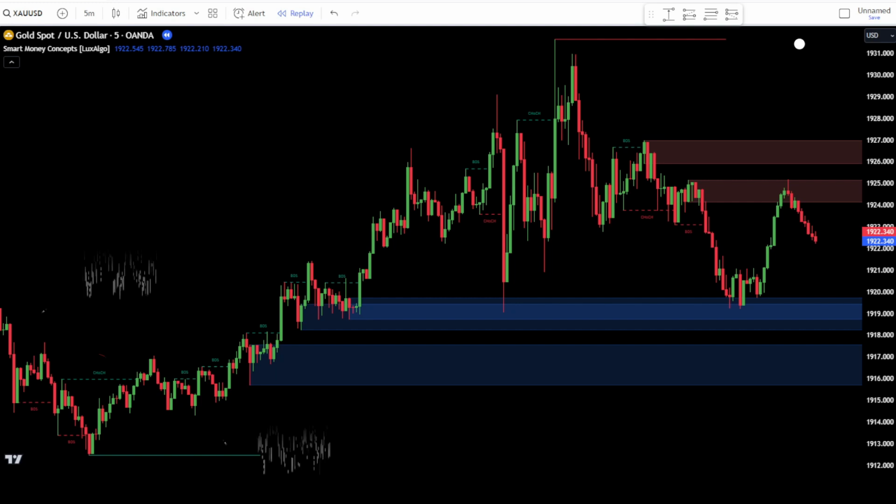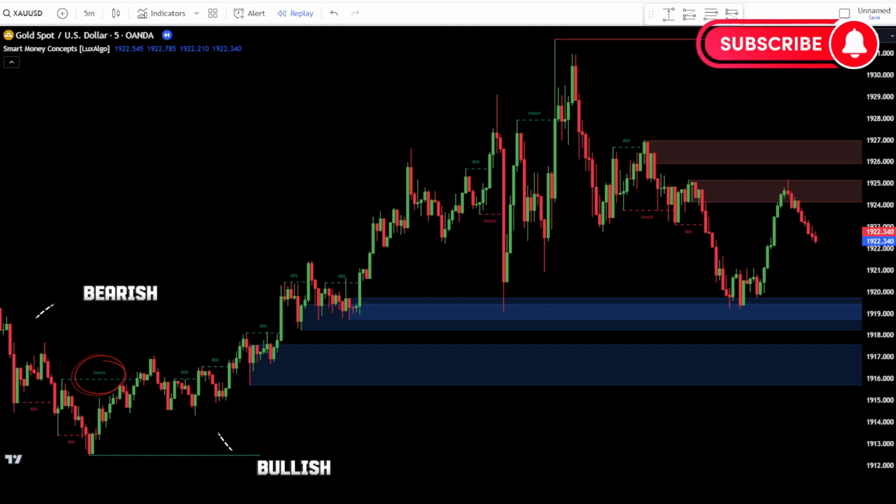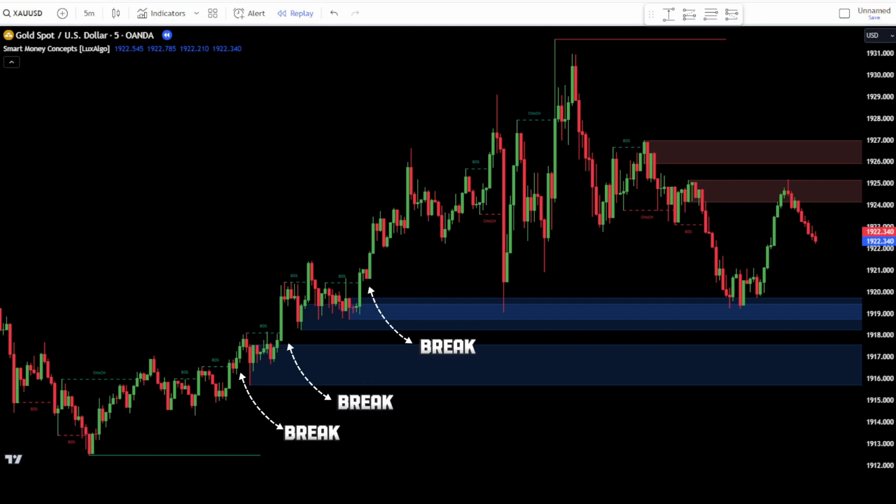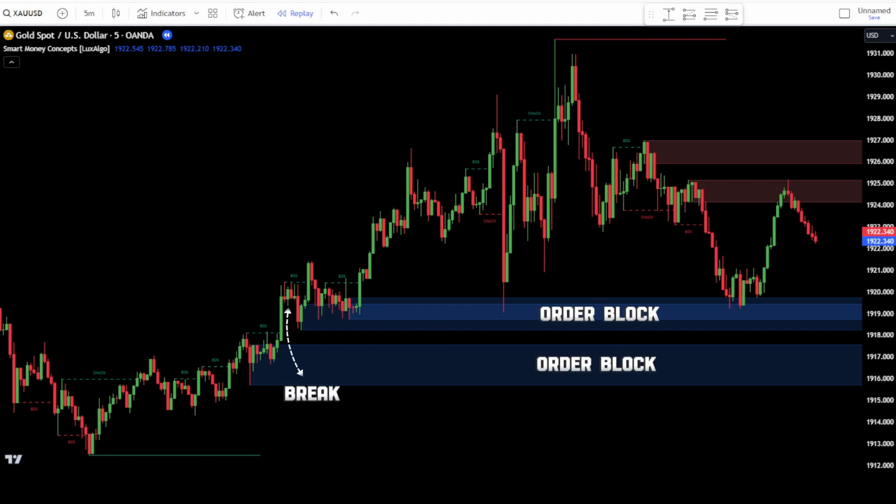For instance, let's consider a bullish trend formation, marked by the appearance of a change of character signal transitioning from bearish to bullish. If the price successfully breaks out, the next signal to watch for is the BOS, or break of structure. Once the BOS signal is confirmed, you can wait for the price to undergo a correction to the bullish order block area before entering a trade.